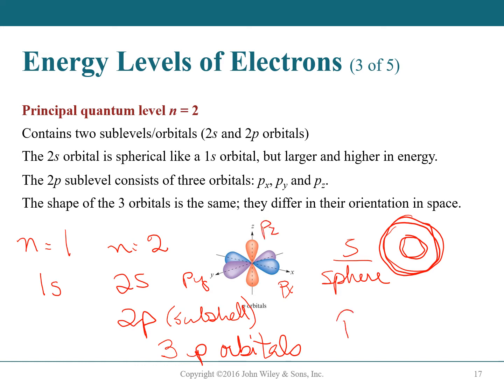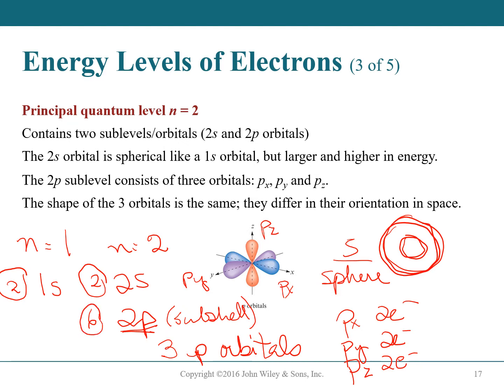So px can hold a maximum of 2 electrons. Py can hold a maximum of 2 electrons. And pz can hold a maximum of 2 electrons. So n equals 1, this is 2 electrons here, because we only have that. 2s, n equals 2, I can have 2 here. And with 2p, since I have 3 p orbitals, 2, 4, 6, I can have a maximum of 6 electrons total in row 2.